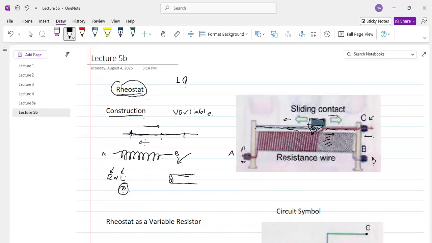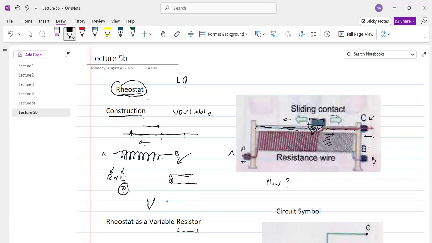Now, how can this assembly be used for different purposes? The first purpose is the use of rheostat as a variable resistor. What is meant by variable resistor? A resistor whose resistance can be varied continuously.